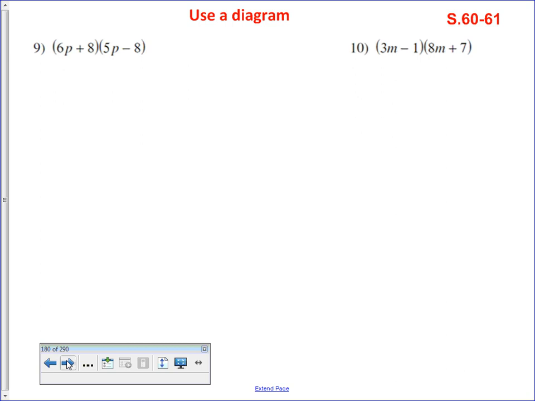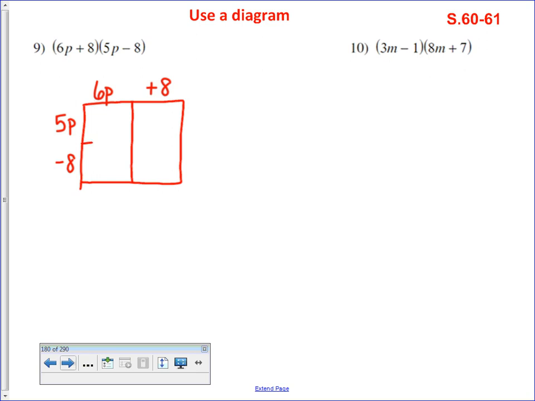The first way is called using a diagram. A diagram is a visual, so we're actually going to draw a picture. So what I'm going to look at is my first binomial. My first binomial is 6p plus 8. So I'm going to draw 2 boxes. My next binomial I'm going to put on the left-hand side, 5p minus 8. And again, I'm going to draw 2 boxes. So notice I have a 4 by 4 box. Now what we are going to do is multiply those boxes together.